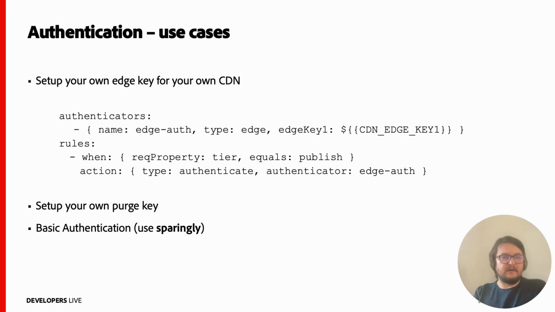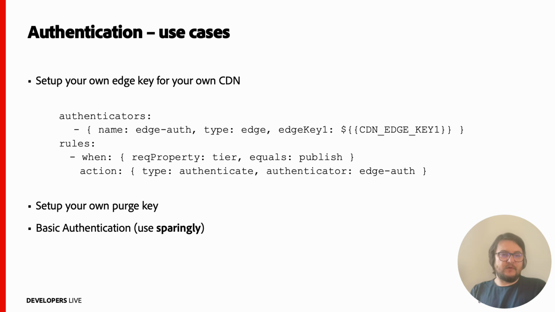And in the request flow, the next thing that executes is the authentication. We support only a small set of authentication mechanisms, so a header-based authentication, which is used to integrate your own CDN using an edge key. So you define your own edge key, you deploy it, and then you can set it up in your CDN to authenticate against Adobe Managed CDN.